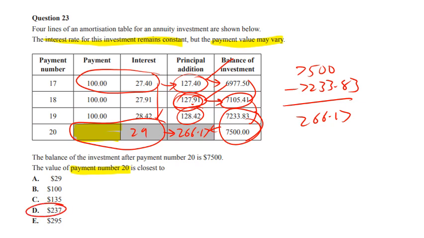So why is A wrong? That was probably people calculating the interest. B, $100, no, because they told you they thought it was going to be 100 continuing down there. Not true. 135 is 100 plus some sort of 30 value that some people worked out. And the 295 is probably people working out 29 plus the 266.17.